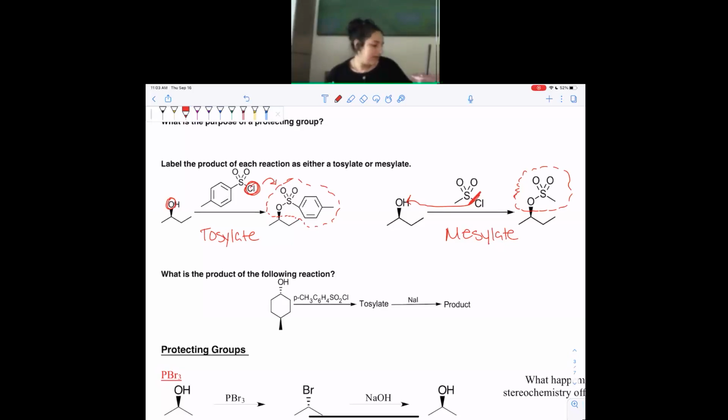So what the heck do mesylates and tosylates do? What's the purpose of them? Well, they are also protecting groups, but now, since they are purely just adding to that oxygen, they are both going to keep the stereochemistry. So we would get this weird intermediate thing, and we would keep the stereochemistry from the original alcohol.